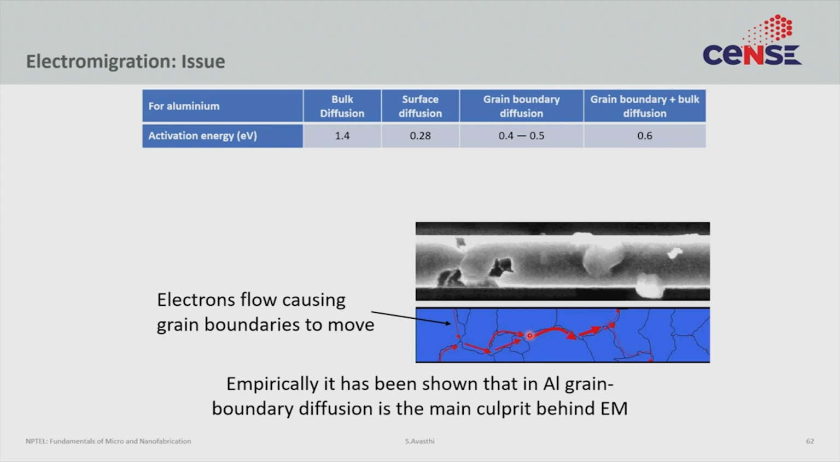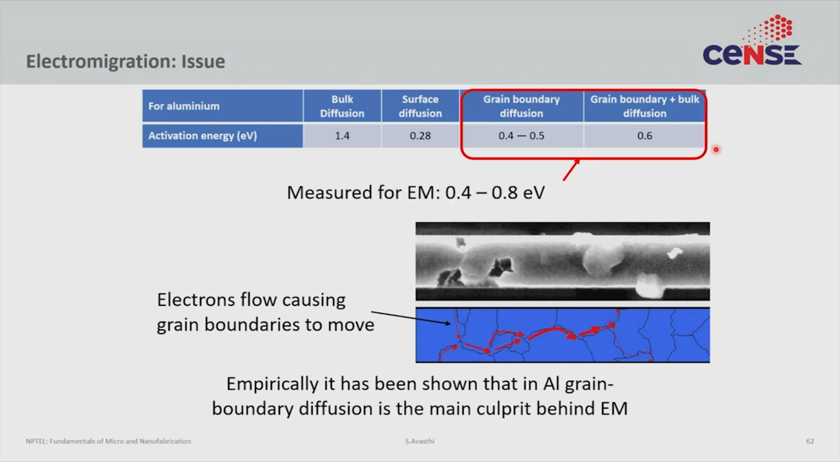Right. So, just empirically, just comparing these barriers, the activation energy, they were able to actually conclude that this is the sort of mechanism that is happening. So, the measured values for electromigration were around 0.5, 0.6, and because those values match with the grain boundary and the grain boundary plus bulk diffusion, those are the mechanisms that are probably causing this.